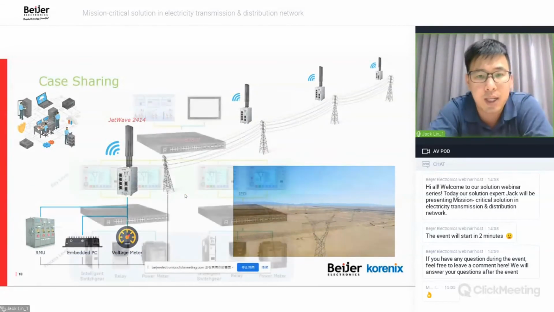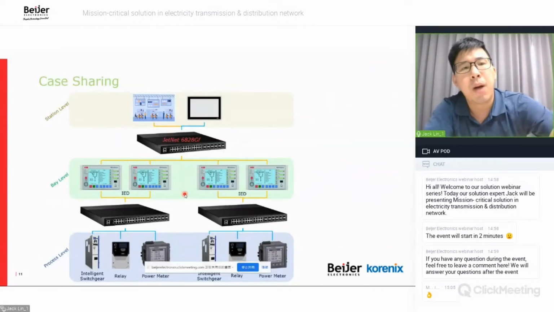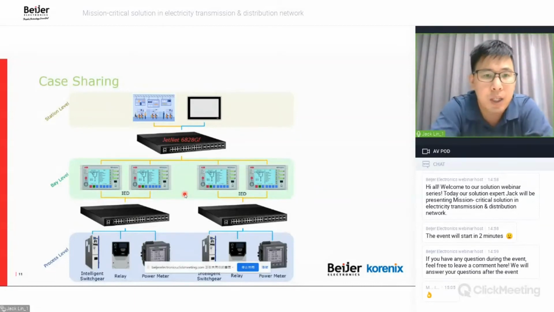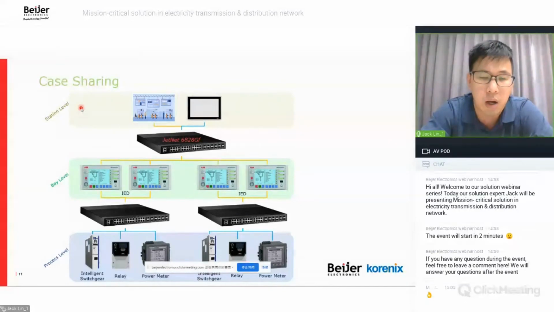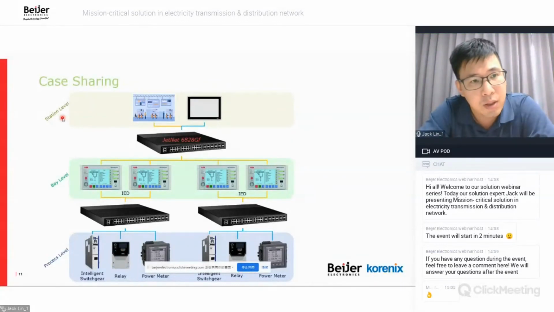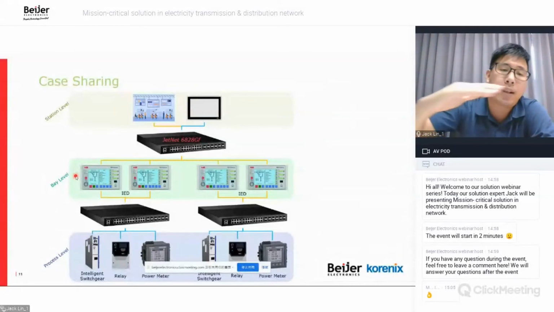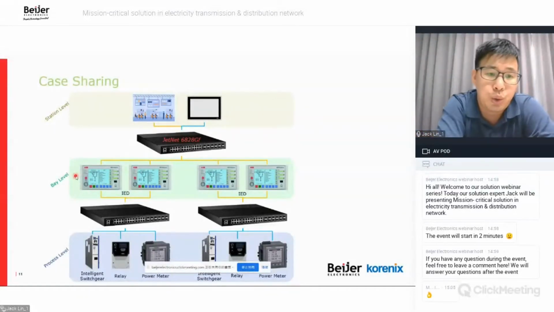The second case sharing is for substation. In this project, our system integrator installed our switches into the whole substation network infrastructure. In a standard substation network, there are three levels within the infrastructure. The first is the station level, which you can think of as a control center. The bay level is the middle layer that controls the end devices at the bottom level. The IED is the intelligent electronic device that controls and monitors the devices at the process level.